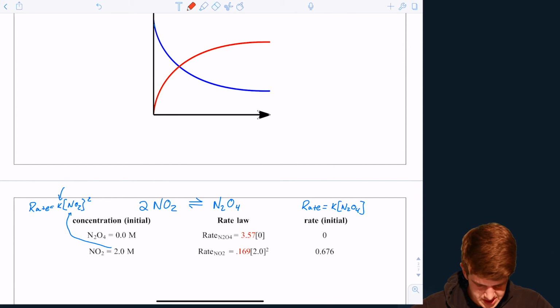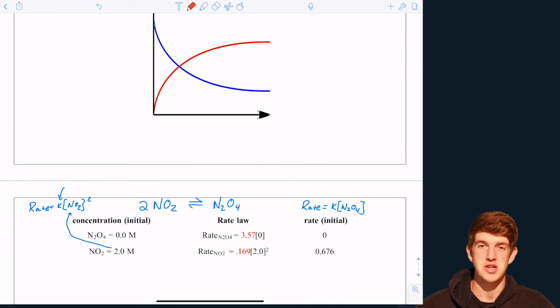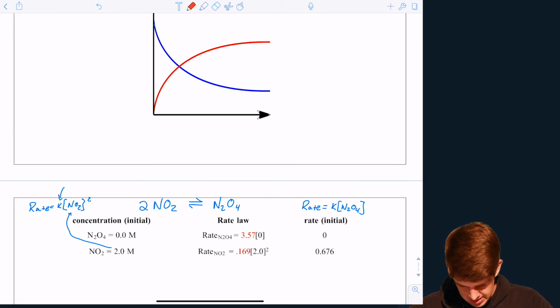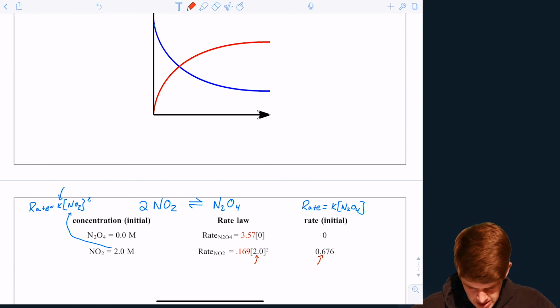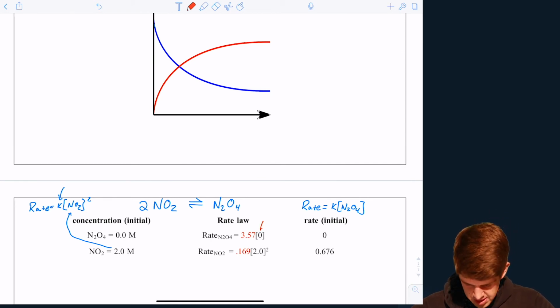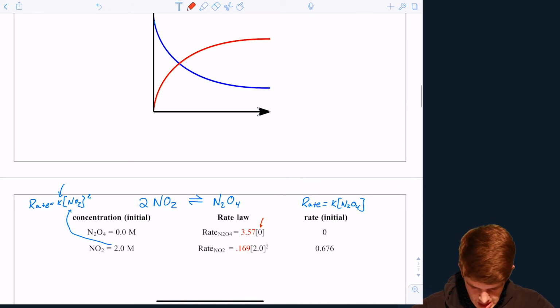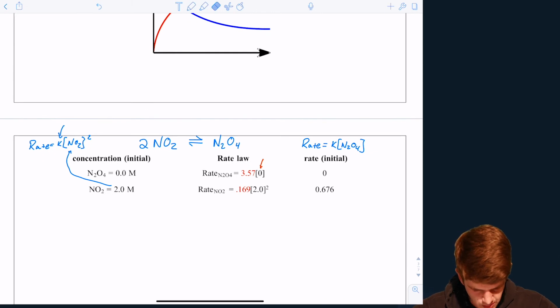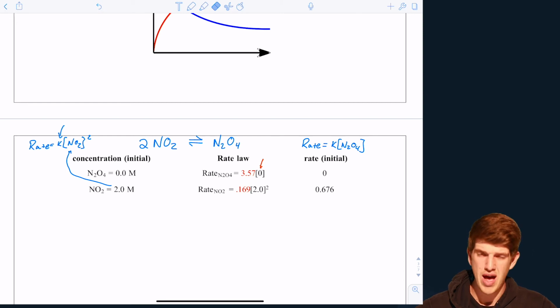Great. Now, as this reaction goes on, what's going to happen? Well, more and more of this NO2 is going to react, which means we're going to have a lower concentration of NO2, which means this number is going to get smaller, and it's going to also affect our rate. Now, on the flip side, as our NO2 reacts, it forms N2O4. And so this concentration will go up, and we'll start having a positive rate. So now let's look at what happens in the middle of this reaction.